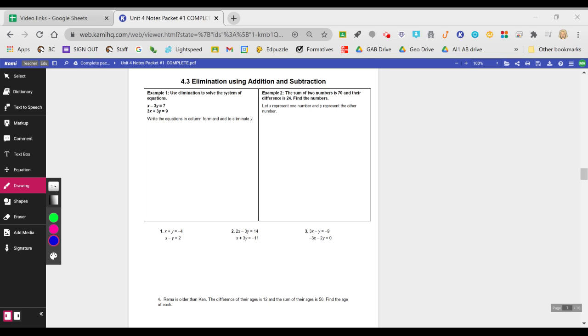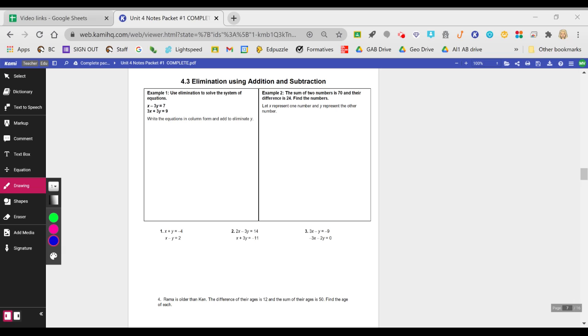Hello, everyone. Today we're doing 4-3 elimination. Elimination we're actually going to spend a couple of days on. So today we're doing our first day, and this is elimination using addition and subtraction. I always like to use addition, and I'll get there by just multiplying by the negative. But today we're going to do both.